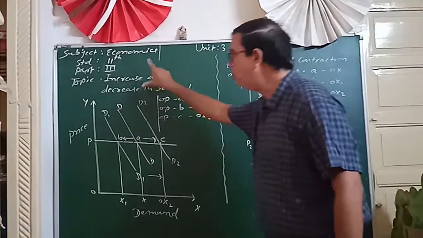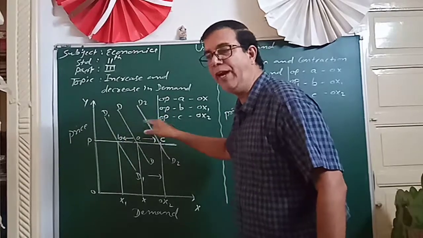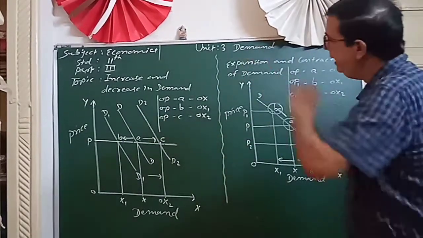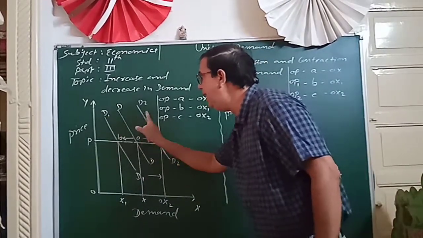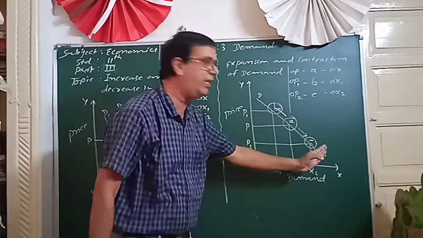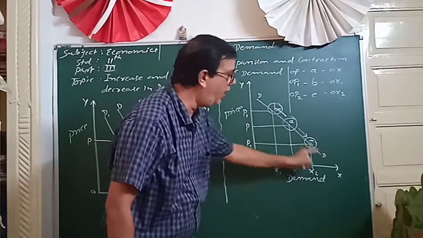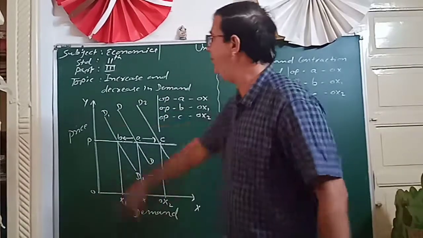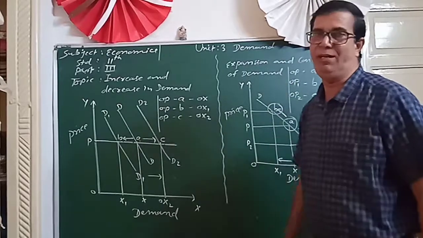Here the main cause is other factors. Here the main cause is price. In increase and decrease in demand, the equilibrium point as well as the demand curve change, but in expansion and contraction only the equilibrium point changes, not the demand curve. So this way you can make the difference between increase and decrease in demand and expansion and contraction of demand.